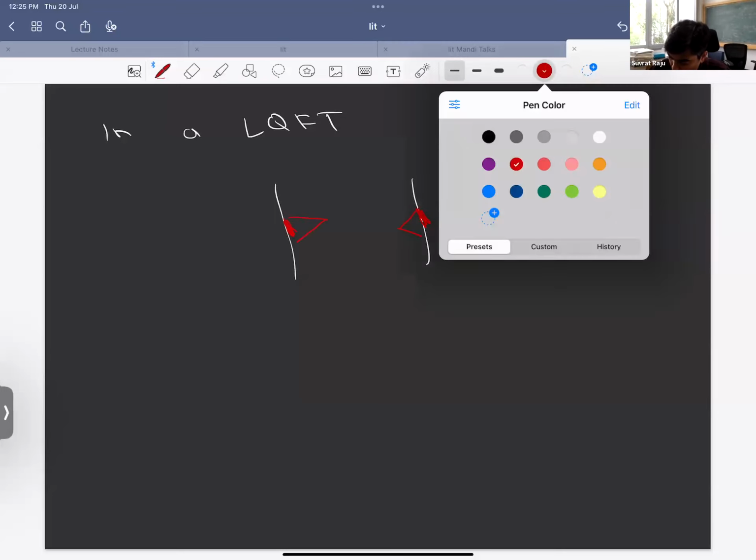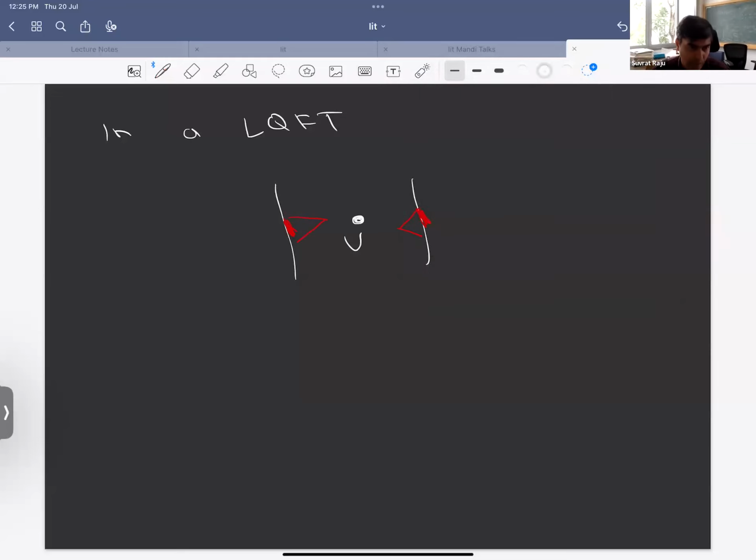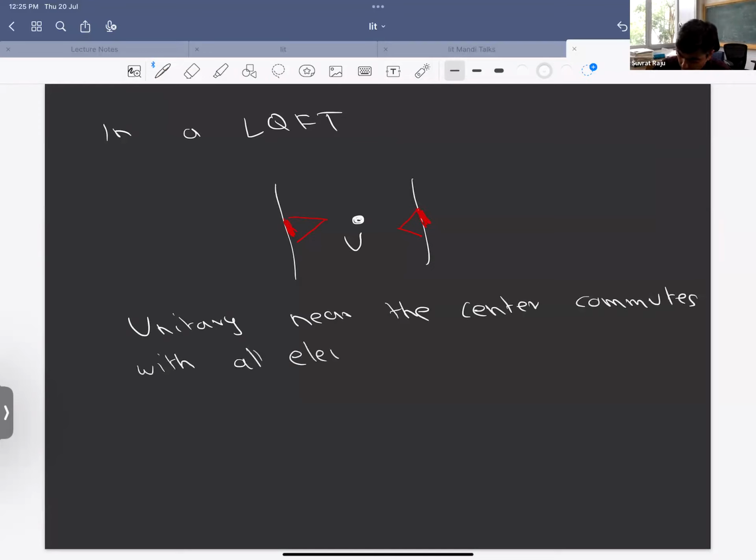So in particular, in an LQFT, not in a theory of gravity, as I'll explain, if you take this algebra of a band, then there are many elements of the full algebra that commute with this algebra. So for instance, if you take a unitary operator U near the bulk, near the center, in an LQFT it commutes with all elements of A epsilon. So this unitary really belongs to the commutant of this algebra.